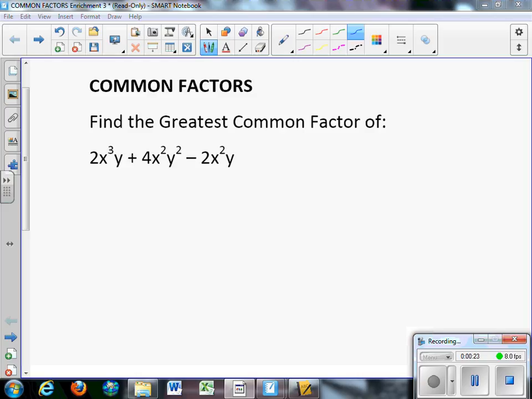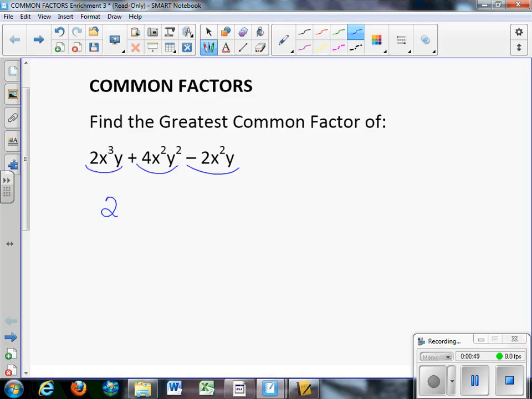We want to look for a value that we can pull out of each term or factor out of each term. So if you look at the first term, we have 2x cubed y plus 4x squared y squared minus 2x squared y. Now each one of those terms has the common factor of 2, which means that 2 can be divided evenly into each term. So one of the common factors, or the numerical common factor, would be 2.